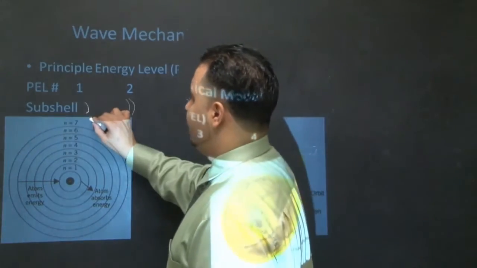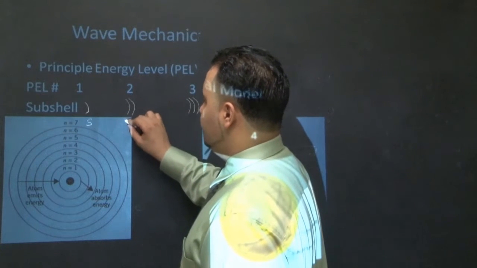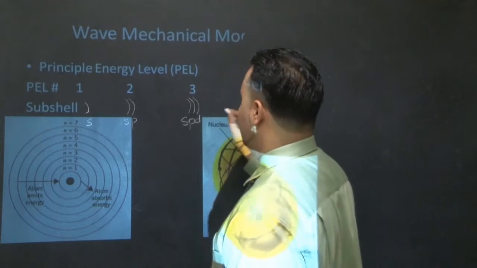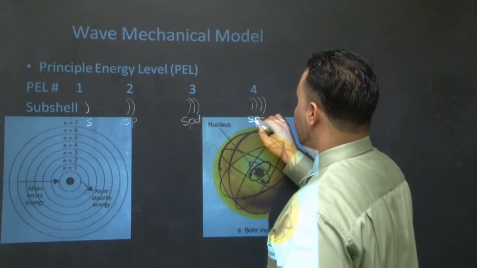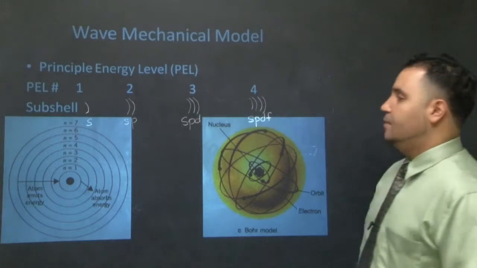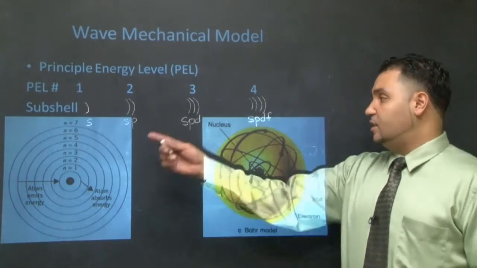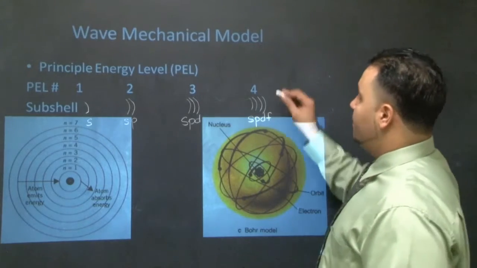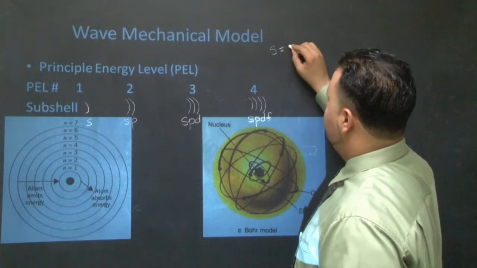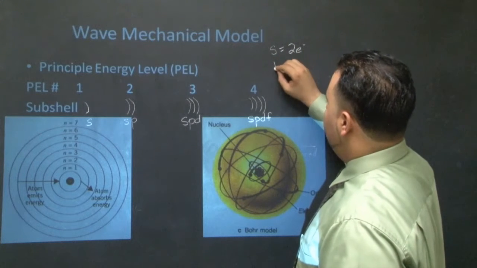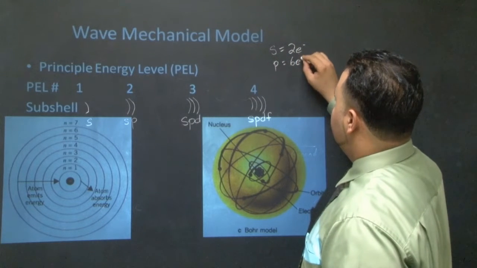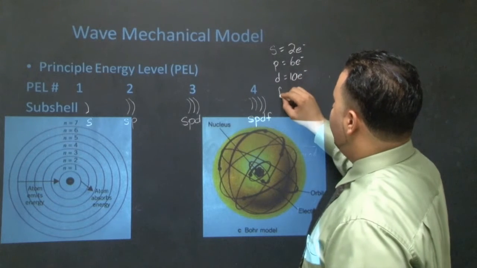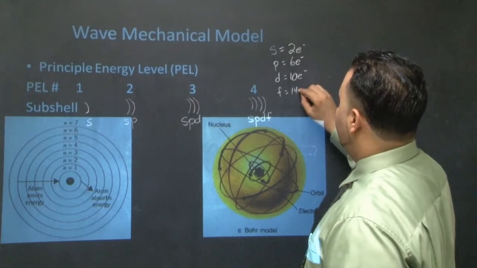Well, the subshell for the first one would just be S. This would be S and P. This would be S, P, and D. And this would be S, P, D, and F. Okay, very nice. So these are the ones they represent, and we'll look at these a little closer, but I could put it over here. So S holds 2 electrons, P holds 6 electrons, D holds 10 electrons, while F can hold 14 electrons.